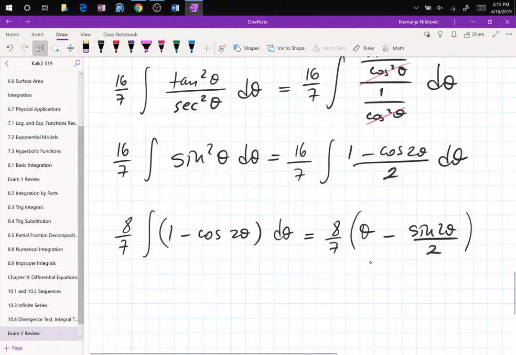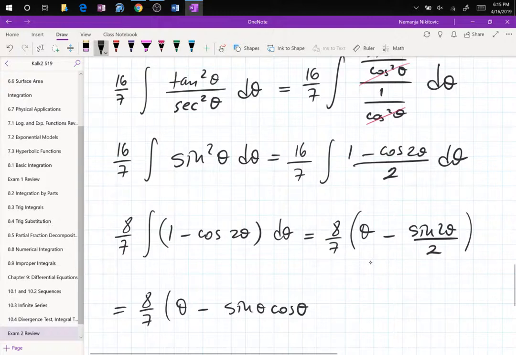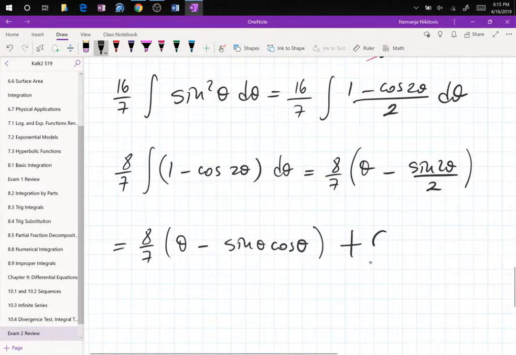Yeah, then you're gonna separate it, and so it goes away. 8 over 7 theta minus sine theta cosine theta. The 2's canceled. Nice. And we just need to convert back. Oh, there's a plus C. Plus C, yeah. And then convert back and then distribute. Or you could have just done two integrals.